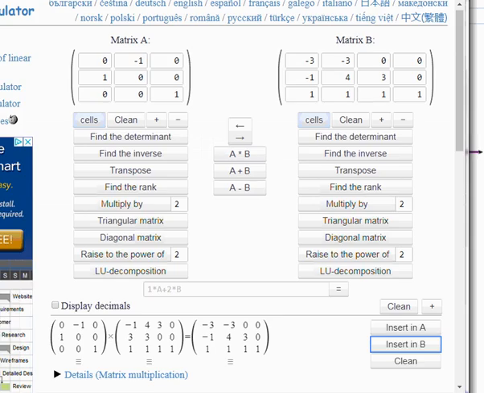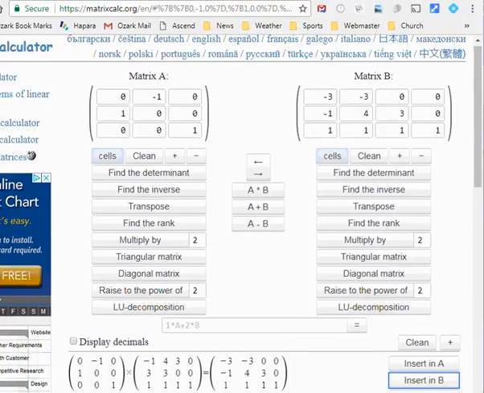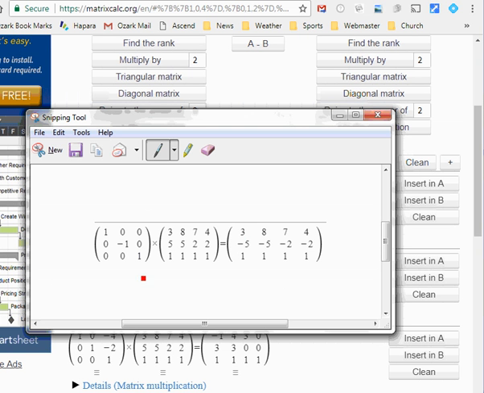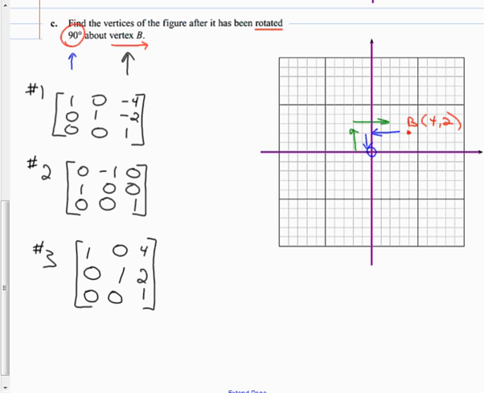And now I need to translate it back. So step number 3. See if I can remember this one. 1, 0, 4, 0, 1, 2. There we go. Then we translate it back. So I'll do that multiplication. And this should be the answer now to our final. Let's do a new one. To our final product, and we will see how good a job we did.